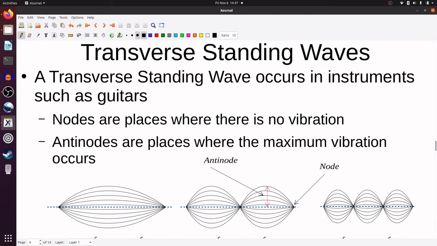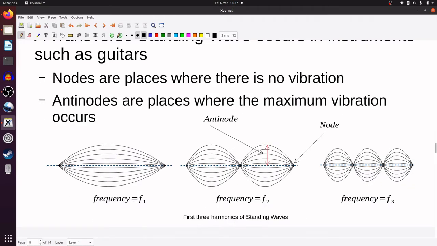Transverse standing waves. A transverse standing wave occurs in instruments such as a guitar. The key go-to for me is to think of a guitar string or a rubber band that's stretched out and you're kind of plucking it. You have nodes, which are places where there is no vibration. I labeled it here, right here, a place where there's no vibration. Those are your nodes. The antinodes are at the maximum vibration. So your antinodes are where you're going to have the highest vibrations, and your nodes are where you're going to have very little vibration.